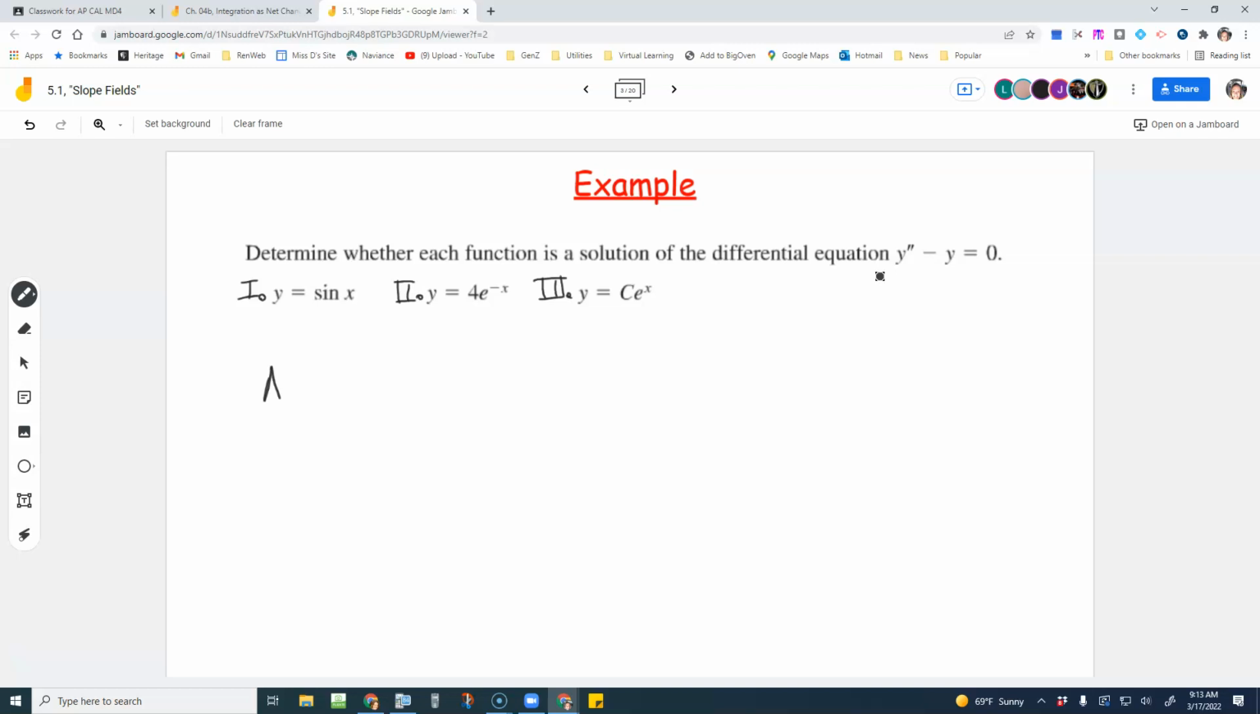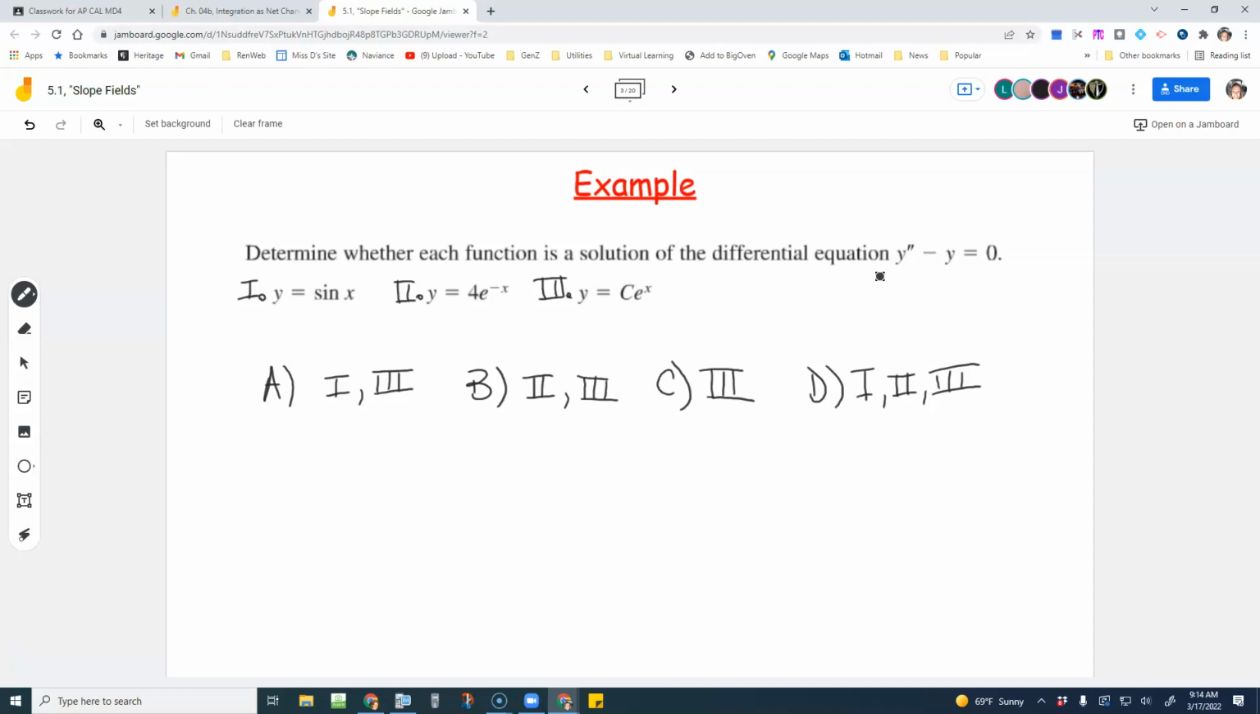And your answer choices could be something like 1 only, 2 only, 3 only. Or maybe it'd be something like 1 and 3. Or 2 and 3. Or 1, 2, and 3. They can have all sorts of fun with it. My question is, which ones work in this differential equation?